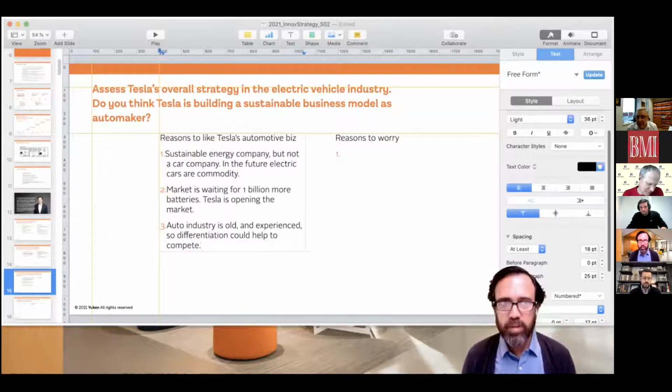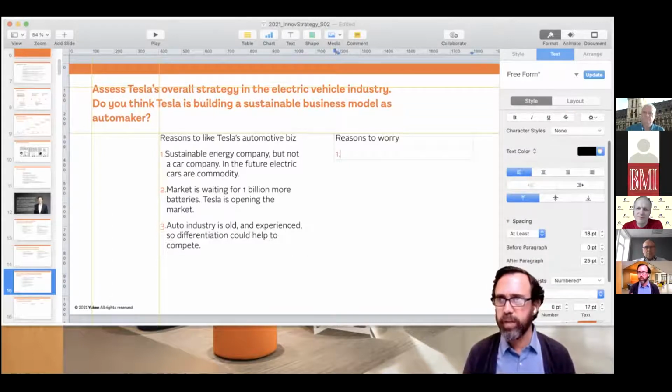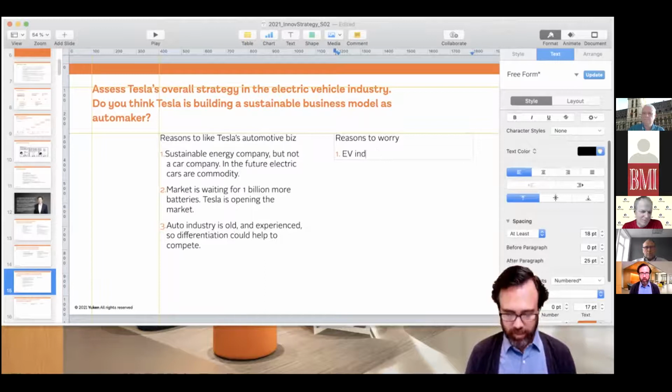And in terms of the reasons to worry, one thing I think some of you said beforehand, right, with you, Mark, is that the electric vehicle industry is growing very fast.